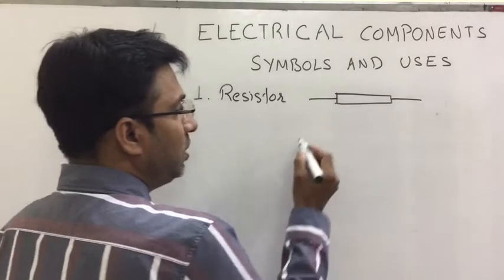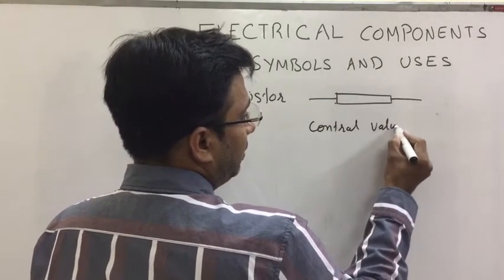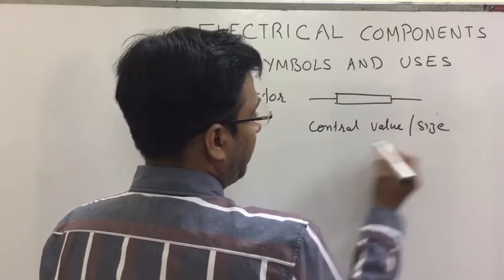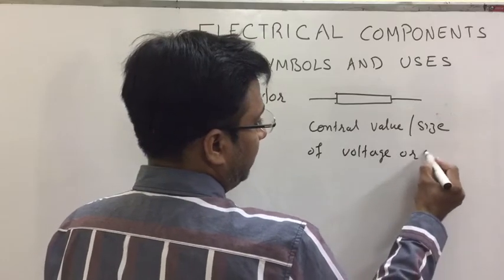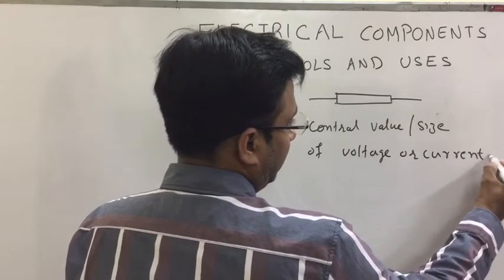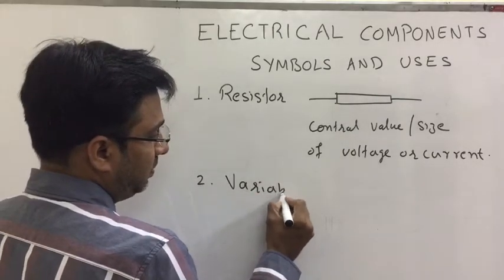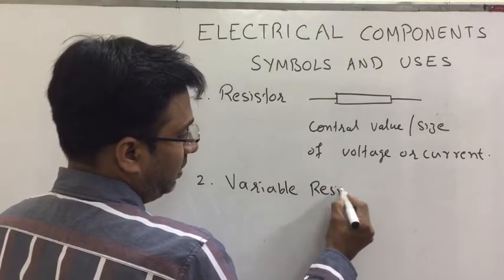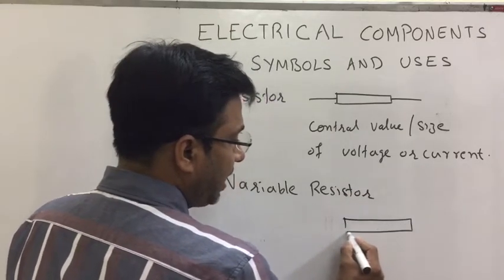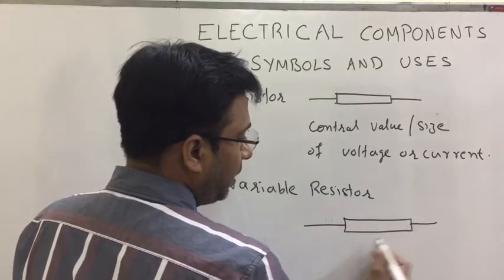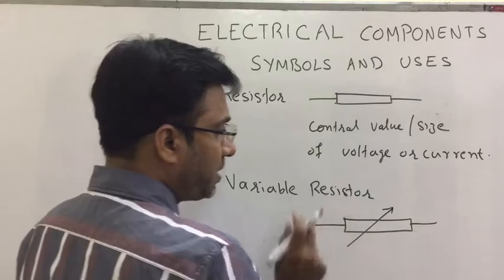It is used to control the value, that is the size, of voltage or current. The second one is variable resistor. The representation of variable resistor is like this. Draw a resistor with an arrow. So this arrow on the resistor represents variable resistor.